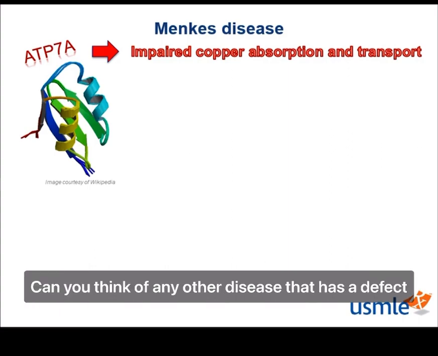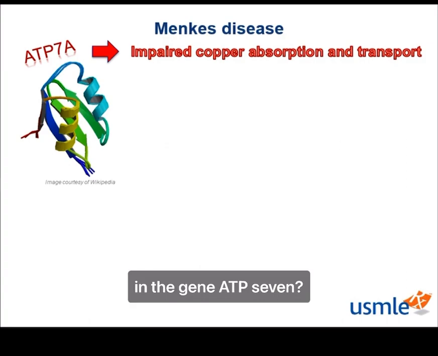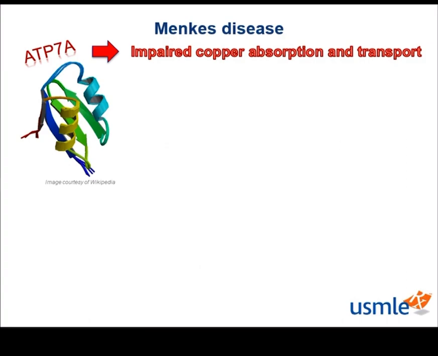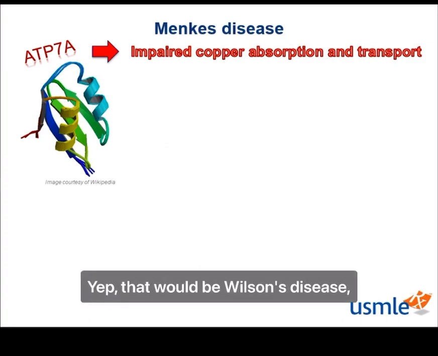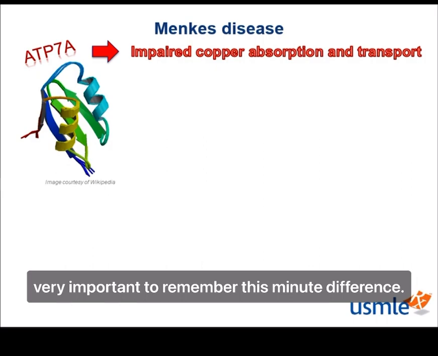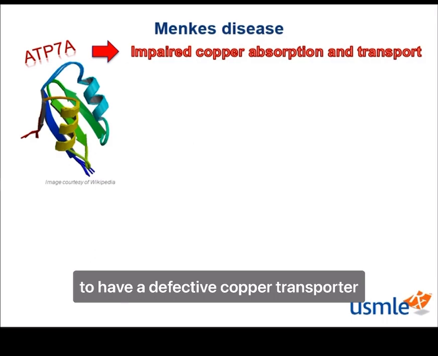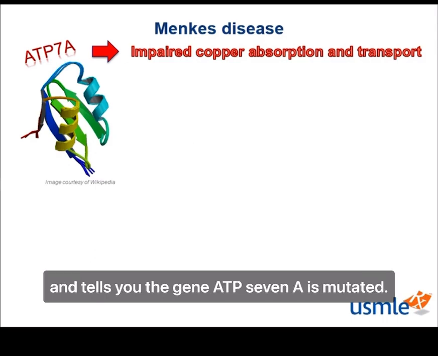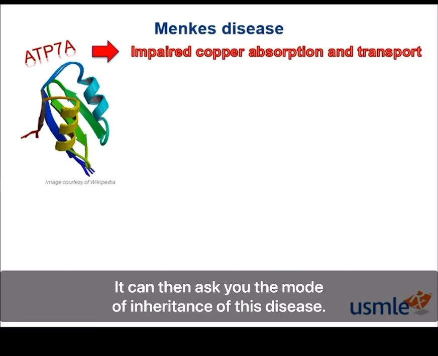Can you think of any other disease that has a defect in the gene ATP7? Yep, that would be Wilson's disease, which has defective gene ATP7B. Very important to remember this minute difference. You can get a question where a patient is described to have a defective copper transporter and tells you the gene ATP7A is mutated. It can then ask you the mode of inheritance of this disease.